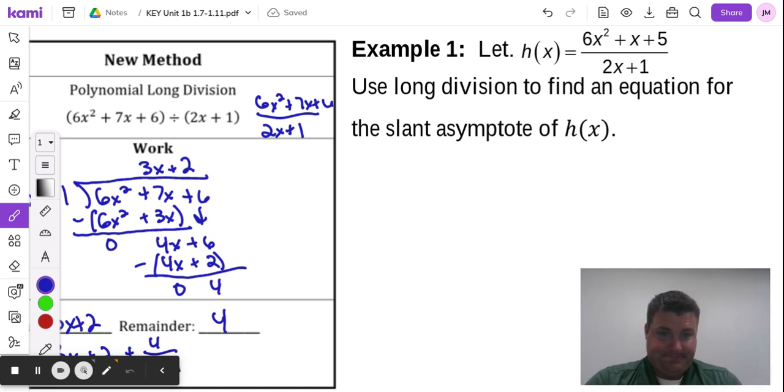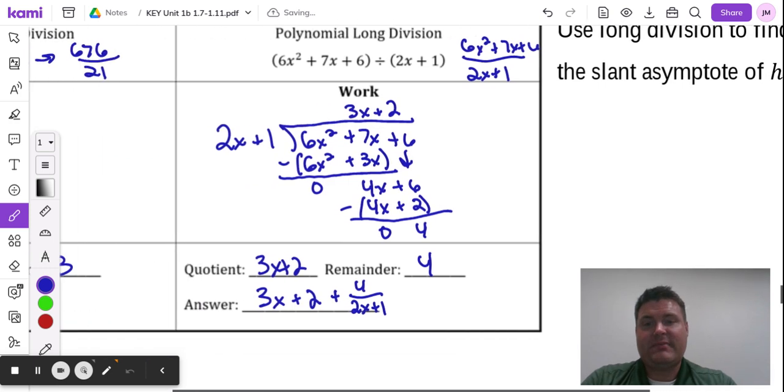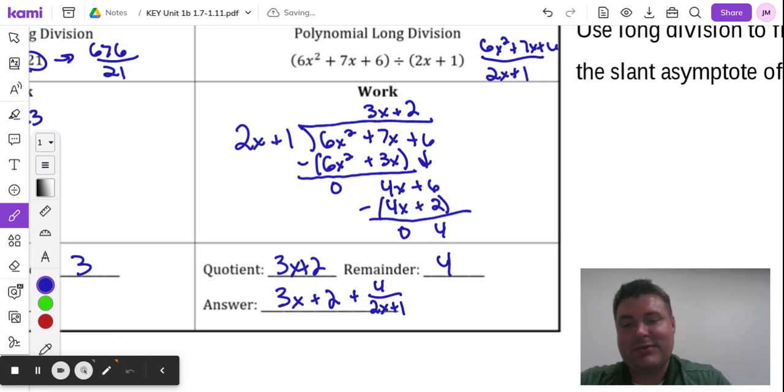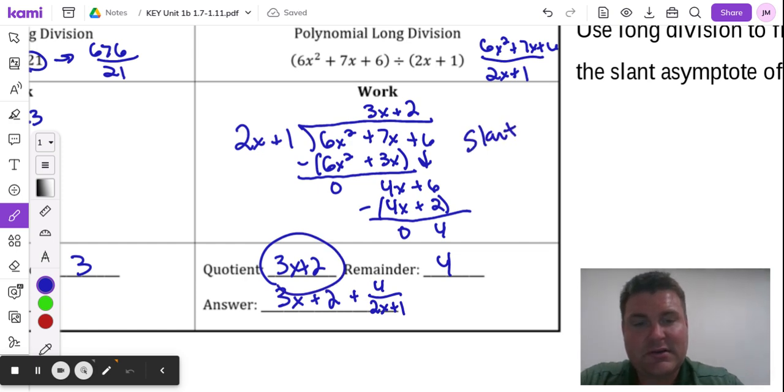Okay, example 1 here. Let h of x equal. This looks kind of sort of familiar, by the way. It looks very similar to this problem. But use long division to find the equation for the slant asymptote. What's important back over here for the long division is the quotient is my slant asymptote. So my slant for this one would be y equals 3x plus 2.